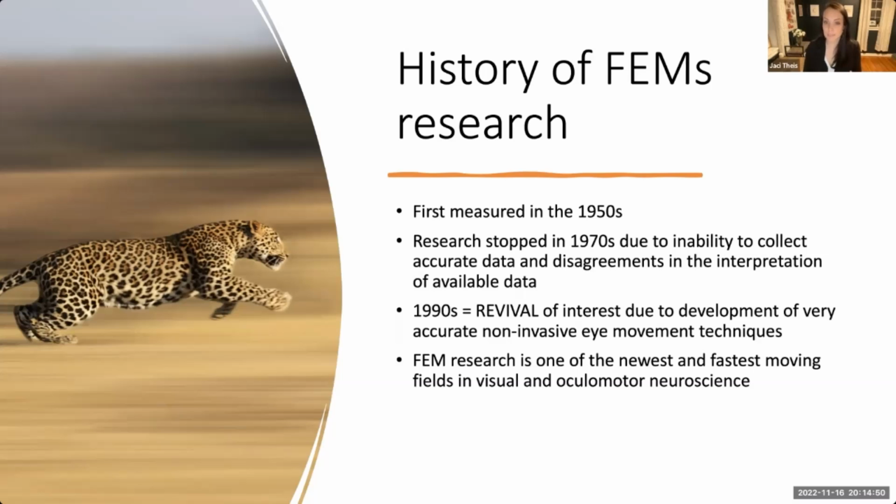So let's look back. It initially started being big in the literature in the 1950s, and that was the first time that they measured it. And there was a big debate within the literature from the 1950s to the 1970s. And then the research just kind of stopped. The main reason for that is because they were not able to collect accurate data. And there was a ton of disagreement in the interpretation of the available data because they didn't have the technology to be able to observe these eye movements.